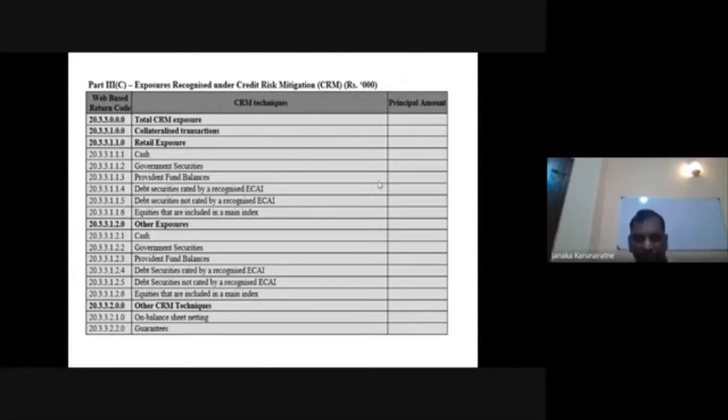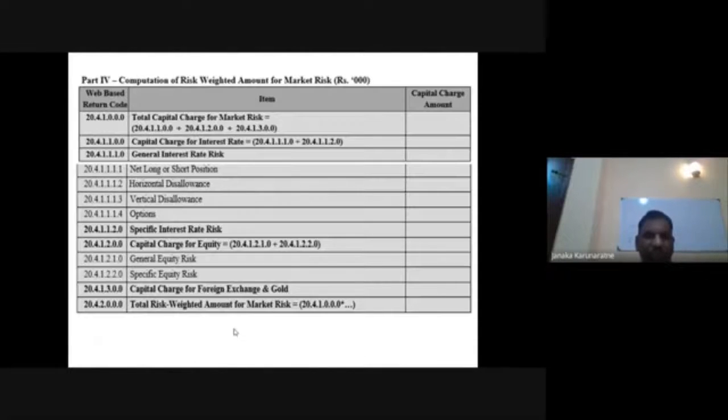Then again, if you have exposures against securities, you can identify them here, like cash, government securities, provident fund balances, and so on, collateralized transactions, so that you can net off on-balance sheet and other off-balance sheet items. So this is okay. Let's move on to the market risk now.